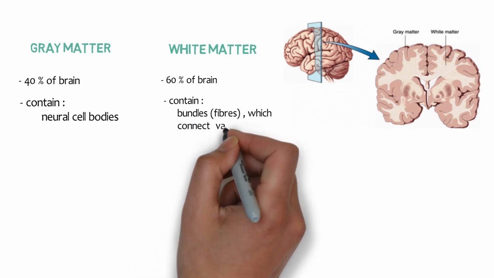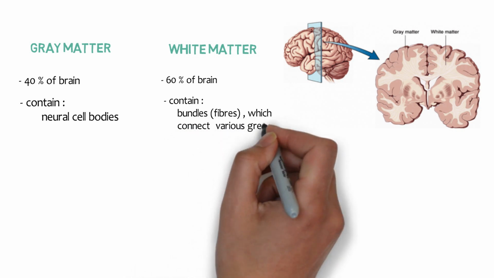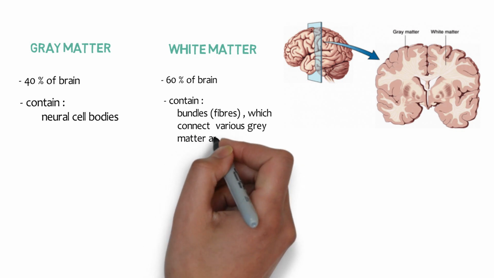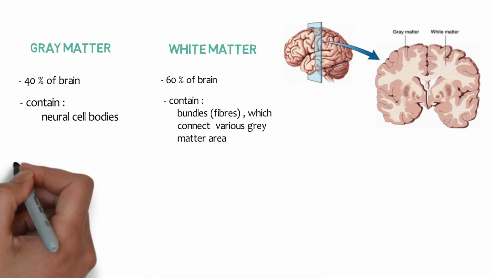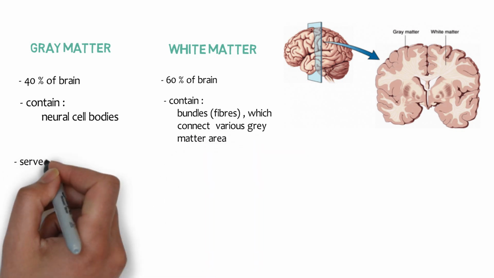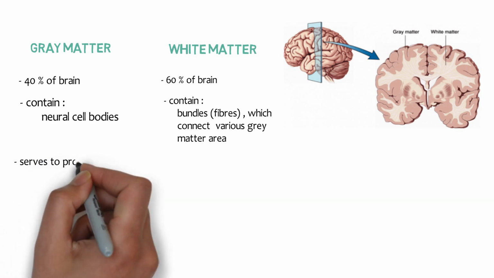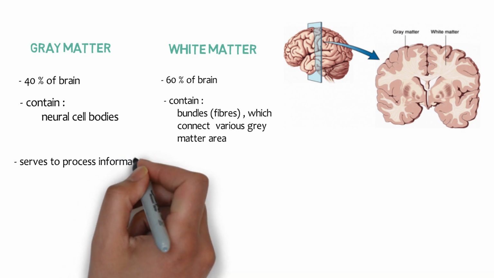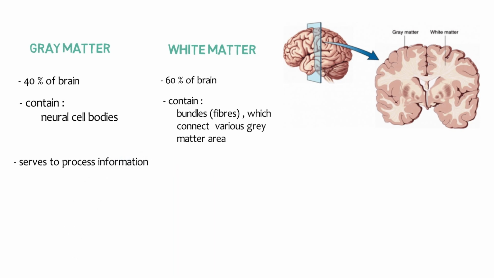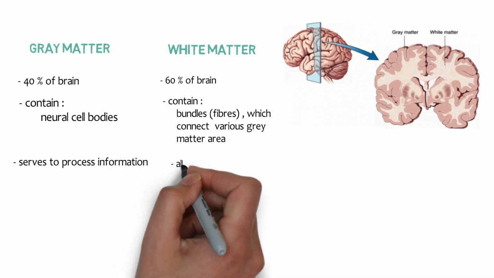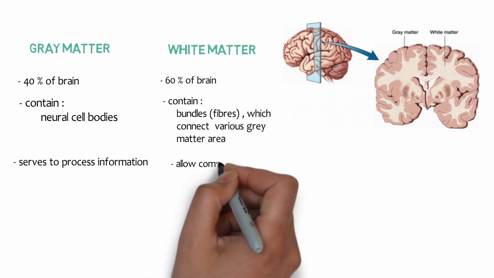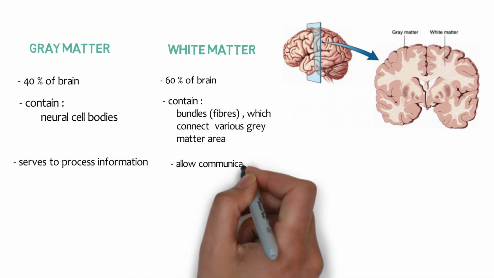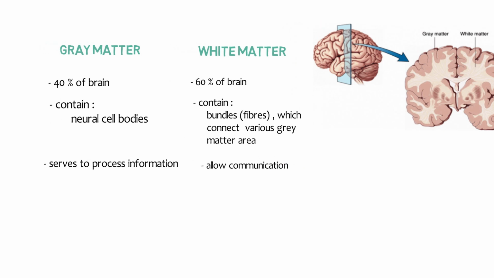It's made up of bundles which connect various gray matter areas, and the fibers of the white matter are myelinated. So the function of gray matter is to process the information, while white matter allows communication to and from the gray matter areas and between the gray matter areas and other parts of the body. Yes, so basically it allows communication. So these are some points regarding gray matter and white matter.